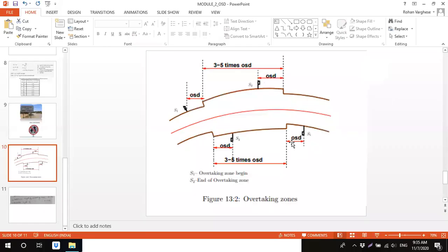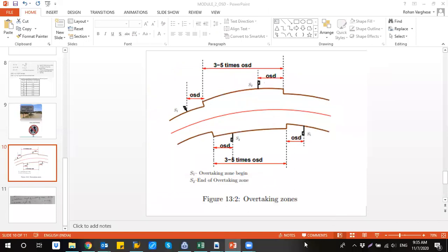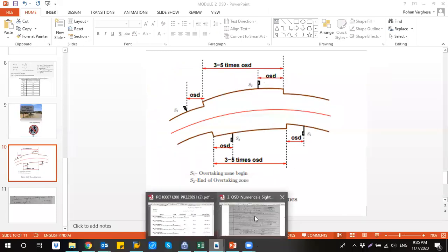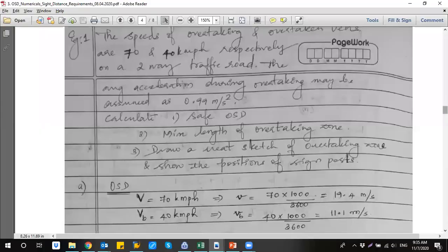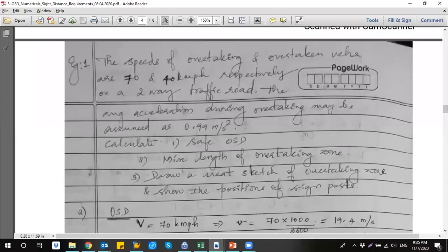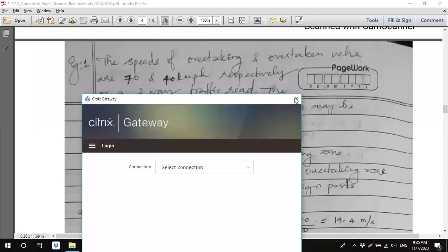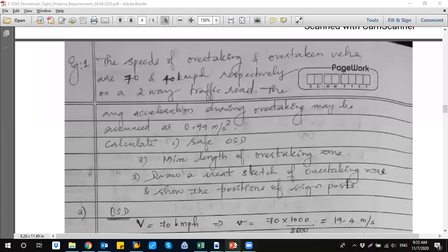Okay, so now we will move on to the overtaking numericals. I hope all of you can read this. You are able to see the screen, right?